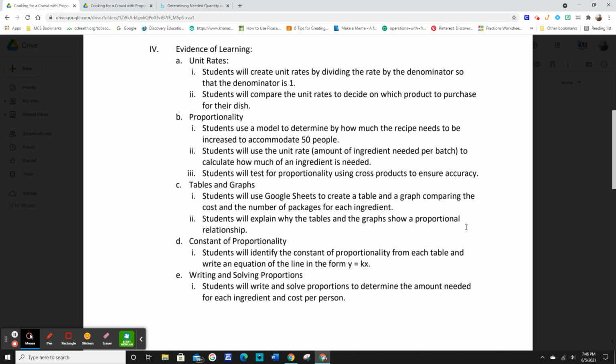Lastly, writing and solving proportions. Students will write and solve proportions to determine the amount needed for each ingredient, as well as the cost per person. So in other words, they're going to go back to your very first objective, and they're going to create a unit rate.